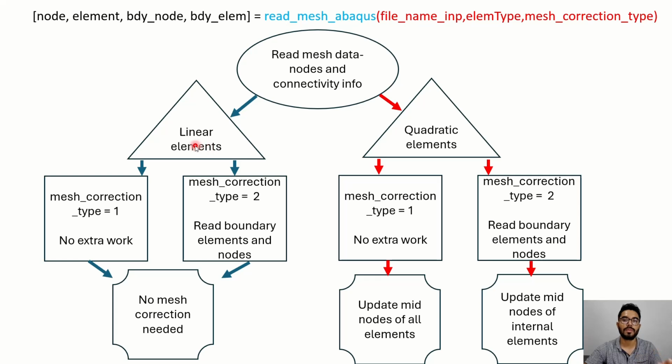If the mesh correction type is 1, it assumes that there are no boundary nodes, while for mesh correction type 2, it reads all the boundary data, so it does not do any correction in linear elements. For quadratic elements, it updates all the mid nodes of all the elements when mesh correction type 1 is selected, while for mesh correction type 2, it only updates the nodes which are interior to the element.